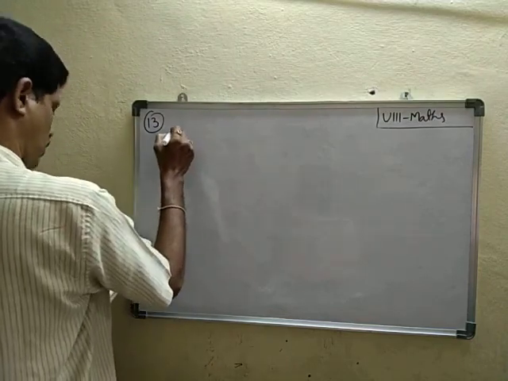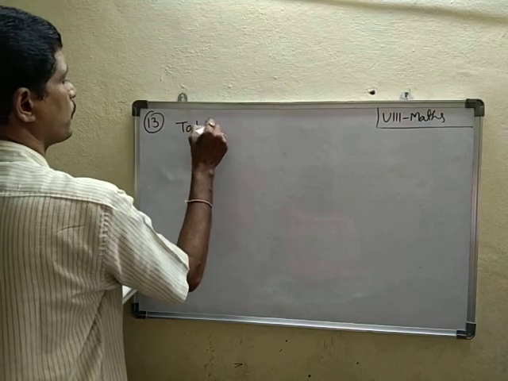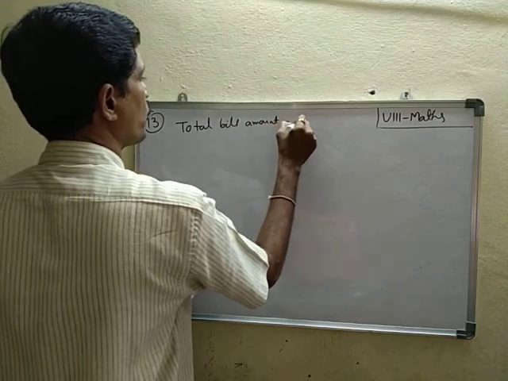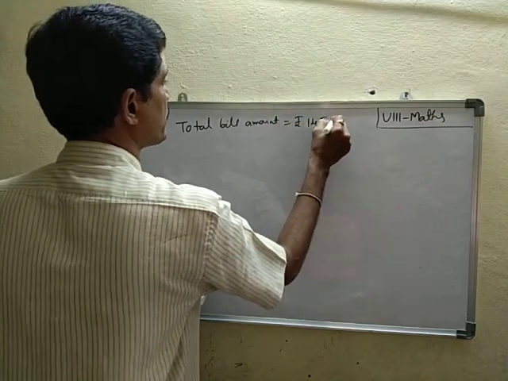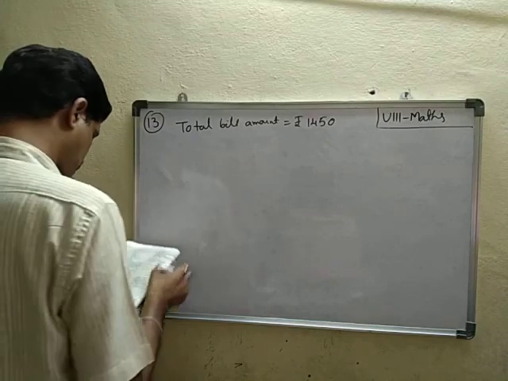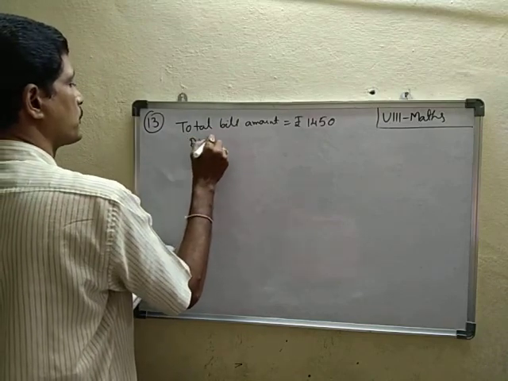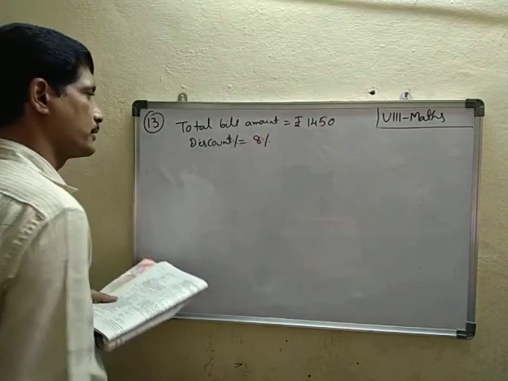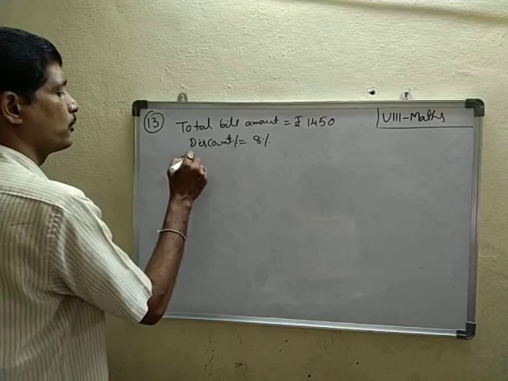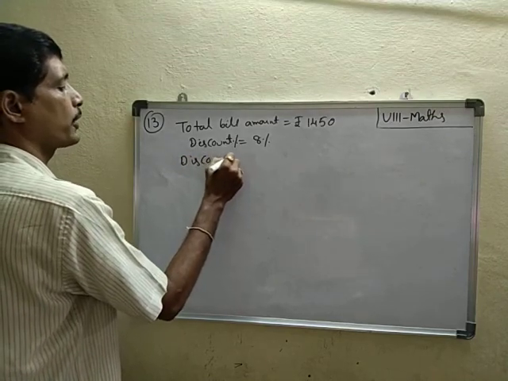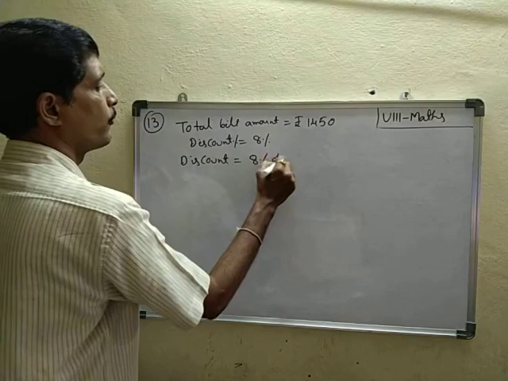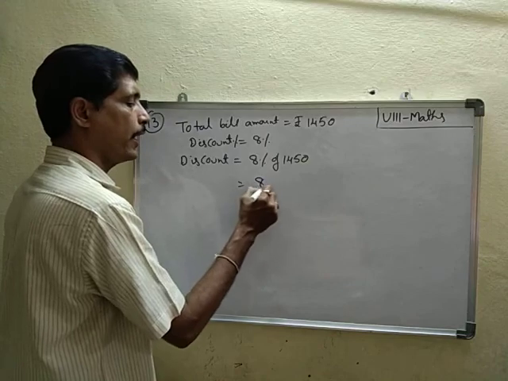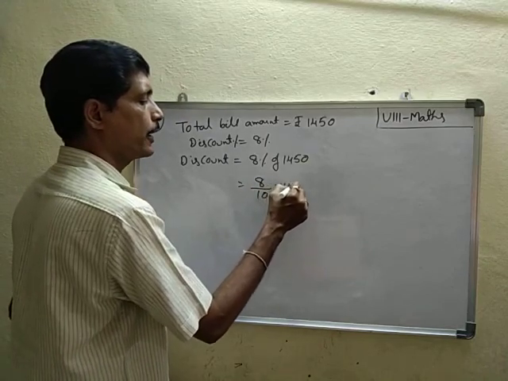Here total bill amount, that equal to 1,450 rupees with including VAT and everything. Next, discount percentage. Discount equal to 8%. Therefore, here discount amount equal to 8% of 1,450. Therefore, here 8% means that is 8 by 100 into 1,450.